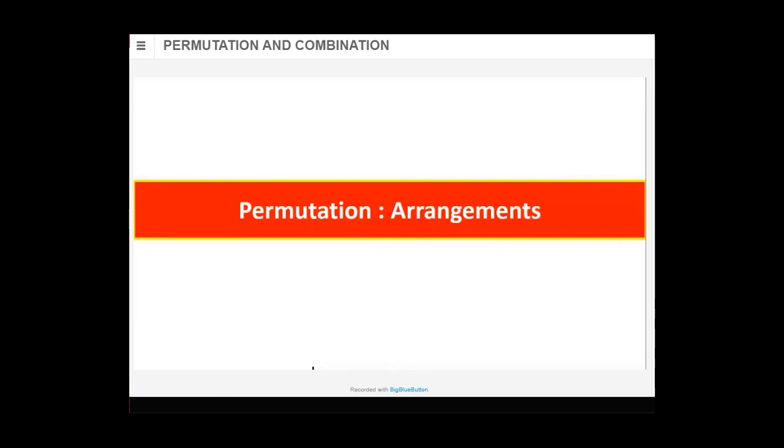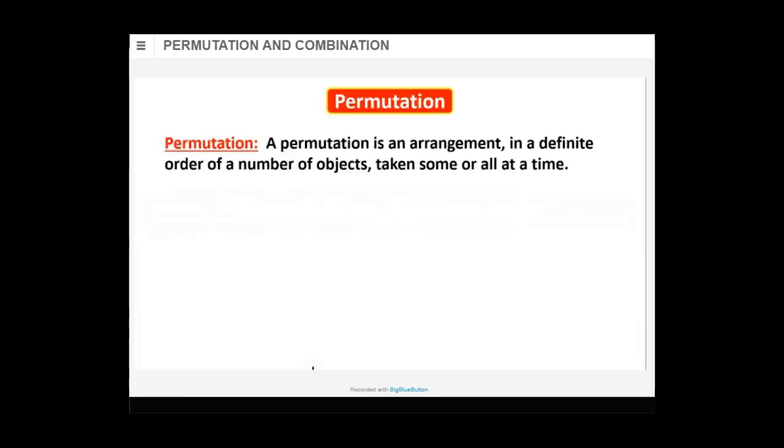Permutation means arrangement. When you want to do a certain arrangement, you require what is known as permutation. When combination comes, we will see. Combination is for selection and permutation is for arrangement. So arrange this, arrange that means you have to use permutation. Permutation is an arrangement in a defined order of numbers or objects taken some or all at a time.